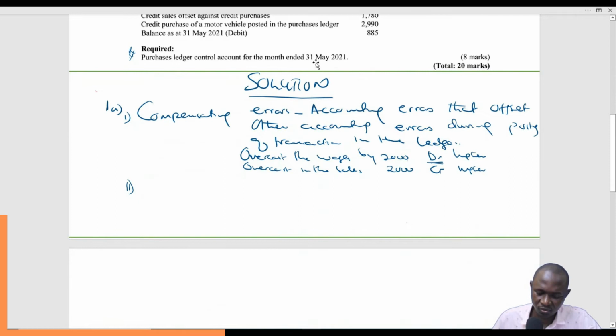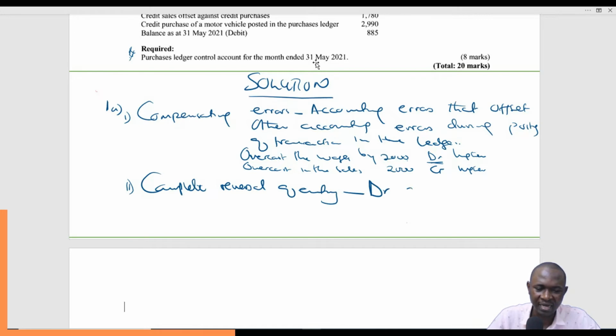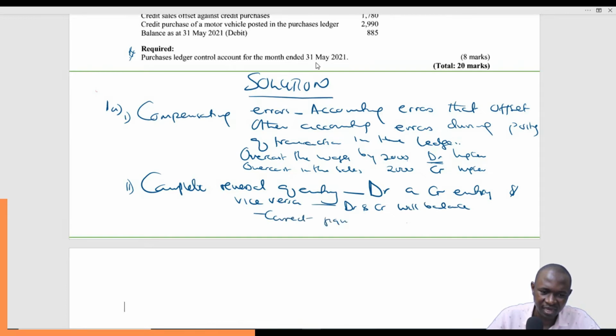Then we have complete reversal of entry. This is also an error, and this is where you debit a credit entry, and vice versa, meaning you credit a debit entry, so that at the end of the day, both the debit and credit side will balance. So we are talking about the correct figure, and the posting that is done on the correct account. It might be the correct accounts, correct figures, but wrong sides.